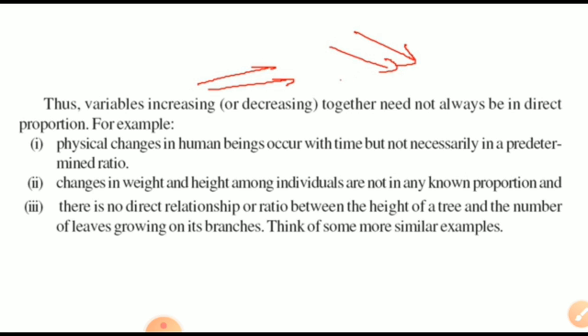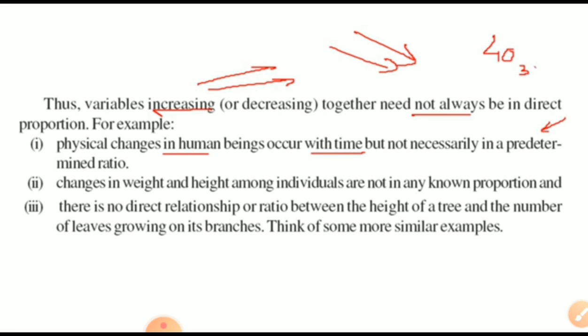Physical changes in human beings occur with time, but not necessarily in a predetermined ratio. Changes in weight and height among individuals are not in any known proportion, and there is no direct relationship of ratio between the height of a tree and the number of leaves growing on its branches. Think of some more similar examples. So in each and every item it will not be possible.